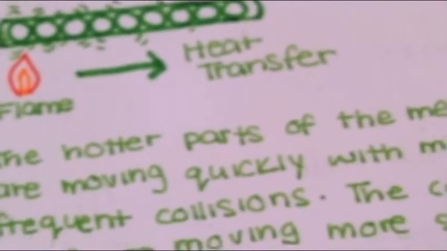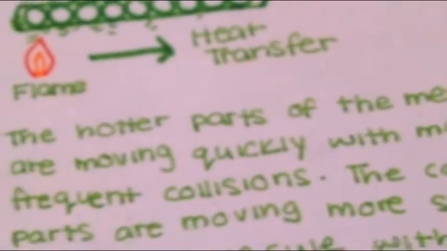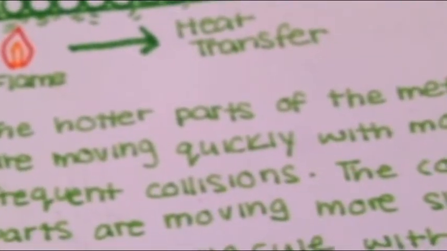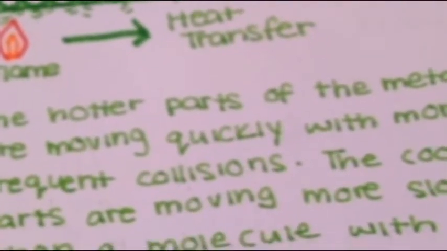So the hotter parts of the metal are moving more quickly with more frequent collisions, while the cooler parts are moving more slowly. When a molecule with more energy collides with one with less, they share energy more evenly. Faster molecules slow down and the slower ones speed up, distributing and transferring heat energy from one end to the other.